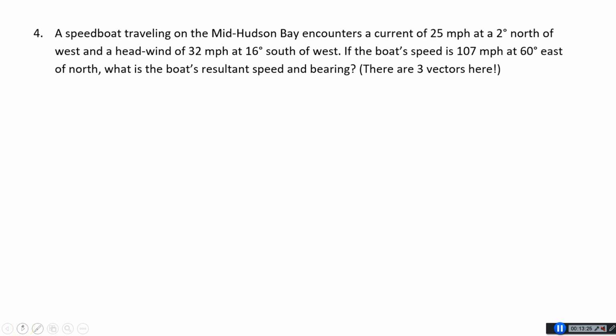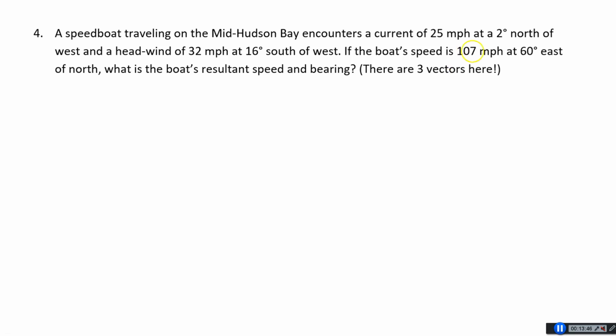All right, next up we got a speedboat traveling on the mid-Hudson Bay, encounters a current of 25 miles per hour at 2 degrees north of west and a headwind of 32 miles per hour at 16 degrees south of west. The boat's speed is 107 miles per hour at 60 degrees east of north. What is the boat's resultant speed and bearing?